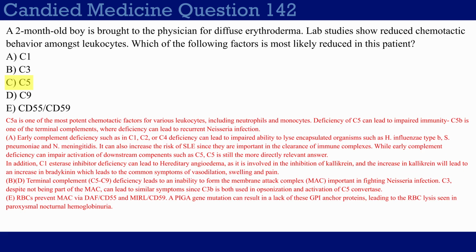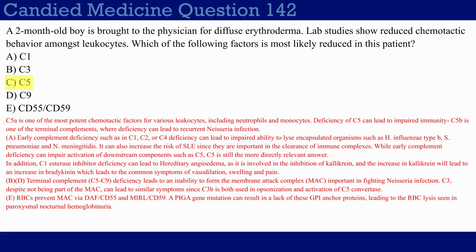As a side note, I also want to talk about here, since we're talking about C1, 2, and 4, C1 esterase inhibitor deficiency leads to hereditary angioedema, which is pretty high yield. I mention it here because I don't want you to mix up C1 deficiency and C1 esterase inhibitor deficiency, obviously, because those are two different things. C1 esterase inhibitor deficiency leads to hereditary angioedema, as I said, because it is also involved in inhibition of kallikrein, and kallikrein will lead to an increase in bradykinin, which leads to the common symptoms of vasodilation, swelling, and pain that you see in angioedema.